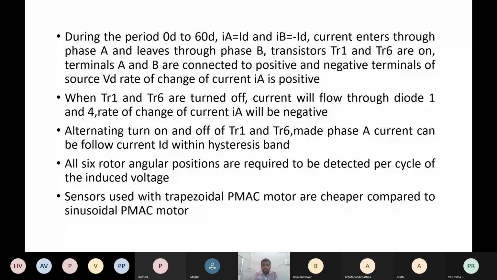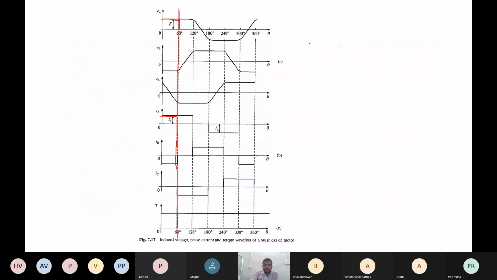Somewhere here. Look at it. For 0 degree to 60 degree, IA is equal to ID and IB is equal to minus ID. IA is equal to ID and IB is equal to the negative of ID. So this is for 0 to 60 degree. When IA is flowing, ID will be positive and similarly IB will be negative ID. At that time there will be no IC.